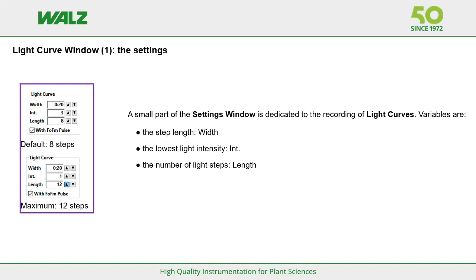The second parameter is the actinic light intensity setting with which the measurement starts. The default value is intensity setting 3. The third parameter, length, gives the number of light steps measured. Choosing 3 as starting level and 8 light steps means that the levels 3 to 10 are measured. Starting at intensity 1 and selecting 12 steps, all the light intensities available will be measured.